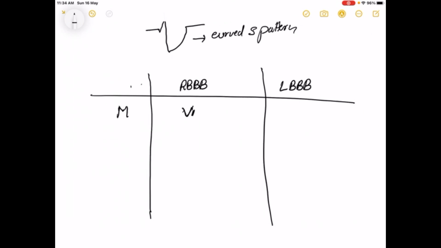M pattern is seen in V1 in right bundle branch block, whereas it is seen in V6 in left bundle branch block. The reciprocal change, that is W pattern, is seen in reciprocal leads. So W pattern is seen in V6 in right bundle branch block, and it is seen in V1 in left bundle branch block. So these are the changes which we see in right and left bundle branch blocks.